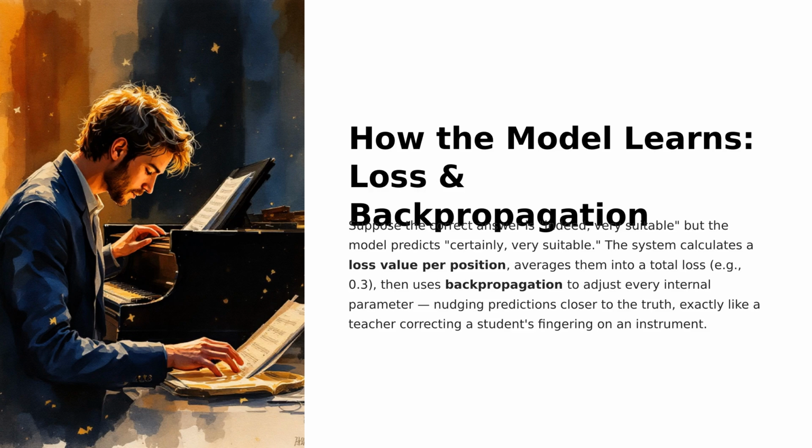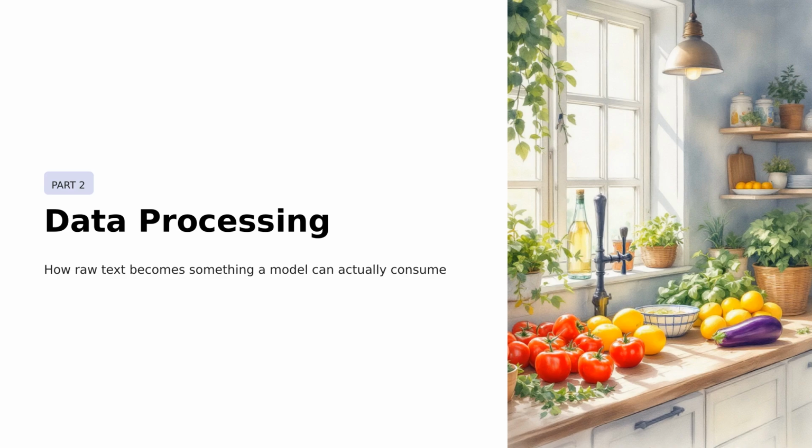Let's explore how the model learns through loss and backpropagation. Imagine the model predicts, "certainly," "very suitable," instead of the correct, "indeed," "very suitable." The system calculates a loss value for each word, averages them into a total loss, like 0.3, and then uses backpropagation. This process adjusts internal parameters, refining predictions, much like a teacher guiding a student to play an instrument correctly.